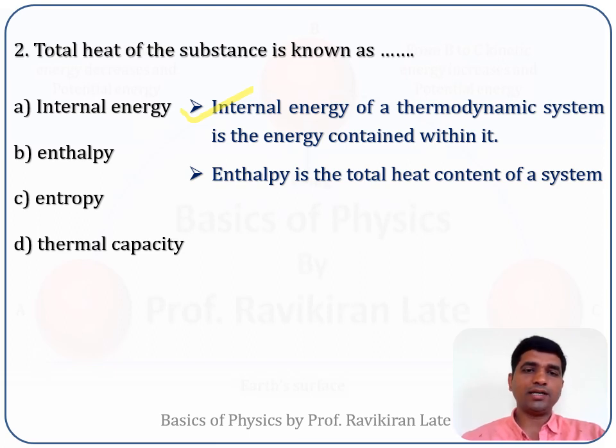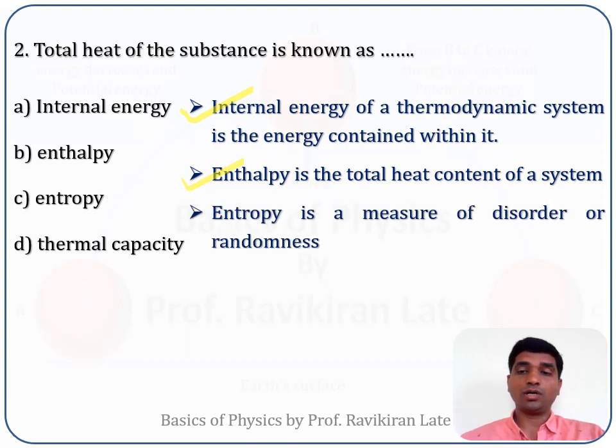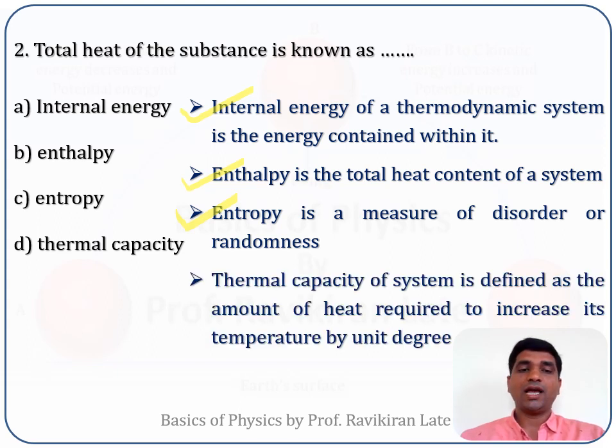The second quantity is the enthalpy. It is the total heat content of the system. The third quantity is the entropy, which is a measure of disorder or randomness in the system. The fourth quantity is the thermal capacity of the system. It is defined as the amount of heat required to increase the temperature by 1 degree unit. It is also called specific heat or thermal capacity.